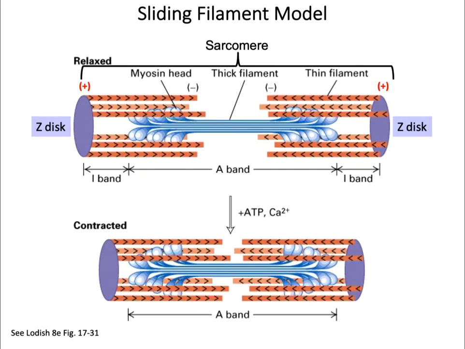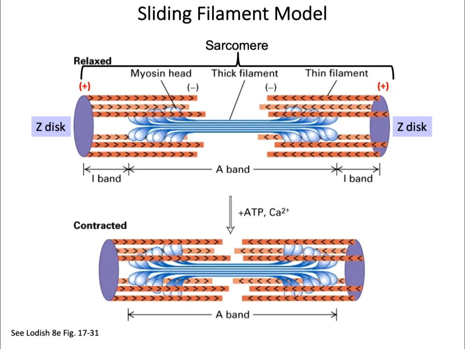So how do all these work together to mediate contraction in skeletal muscle cells? Again, here is your sarcomere right here, and this is what it looks like in a relaxed position. When you have a relaxed skeletal muscle, you have the actin filaments, you have the myosin thick filaments in the middle, and you have the Z discs on either side, shown here in purple. So this is one sarcomere.